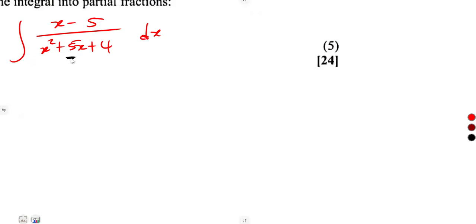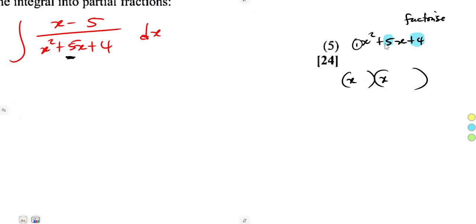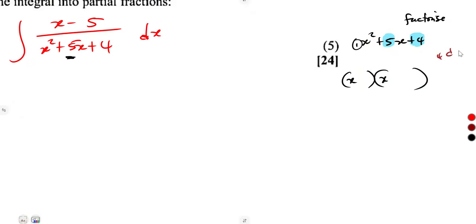So you consider the denominator. Can it be factorized? Yes, it can factorize: x and x. Factors of 4 whose product gives us 4 and sum gives us positive 5. That's 4 and 1. So that's plus 4 here, plus 1. So it means we can rewrite this one as x minus 5 over these two brackets, x plus 4 and x plus 1.